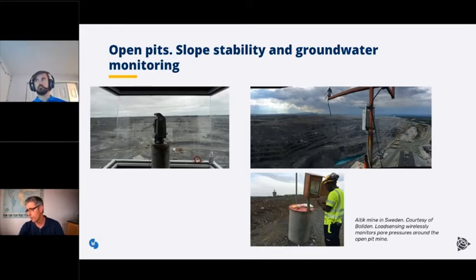You know that there is also a relation between the pore water pressure and the stability of the slopes, and also just to monitor the dewatering itself. So here, this is an example from Boliden, from the Aitik mine in Sweden, where Worldsensing is currently deployed to collect data from multiple piezometers spread over this large open pit mine.